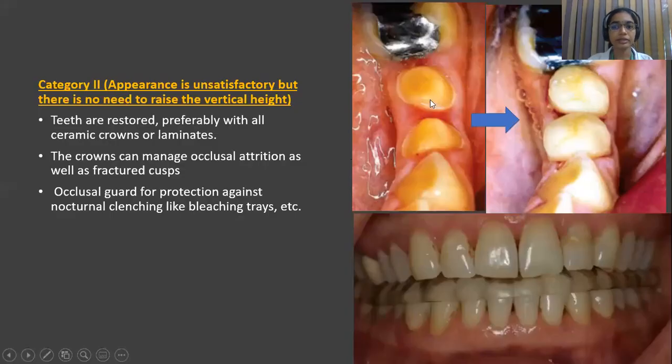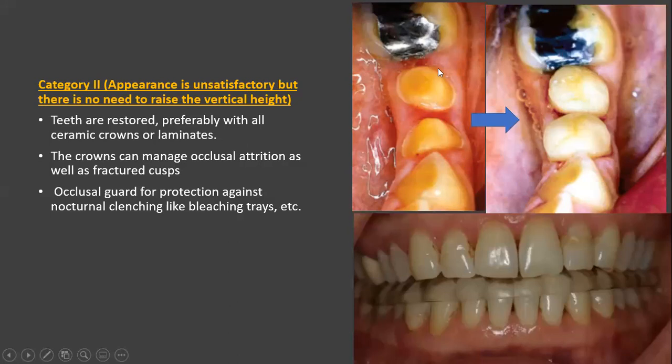The second category is the appearance is unsatisfactory, but there is no need to raise the vertical height. Teeth are restored preferably with all ceramic crowns or laminates. So in this picture, you can see tooth preparation done in 34 and 35, and it is restored with crowns. The crowns can manage occlusal attrition as well as fractured cusp.